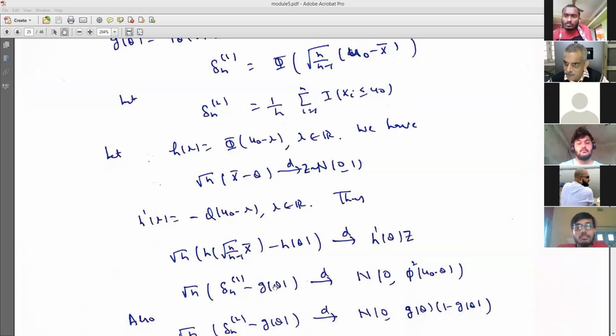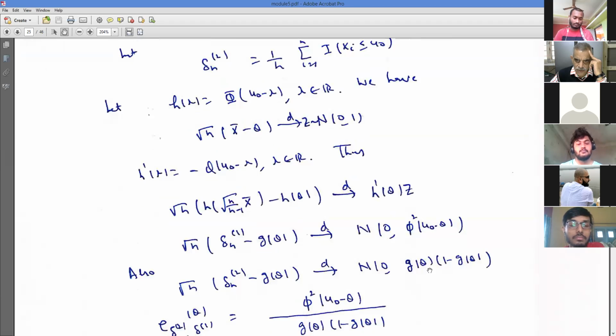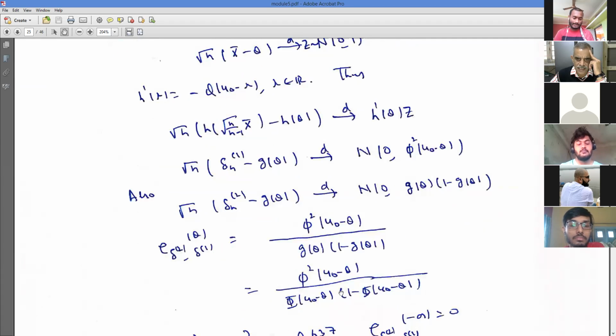Is that okay? Exactly follows the same way. Some modification is required as it is. And delta N2 is clear because delta N2 is just a mean of Bernoulli random variables. I xi less than or equal to U0 is a Bernoulli distribution. It takes only two values, 1 and 0, with probability of success probability x1 less than or equal to U0, which is phi of U0 minus theta. So root n delta N2 minus theta goes to normal 0 theta. So this is what it turns out to be.